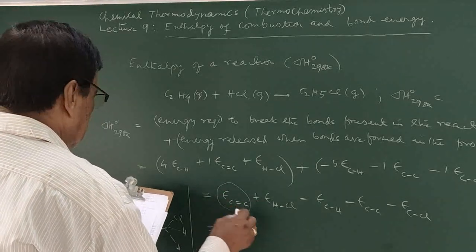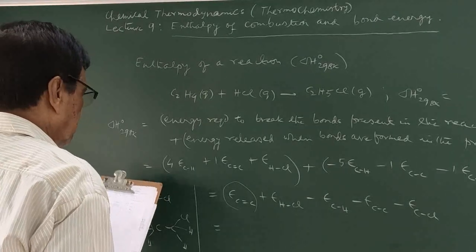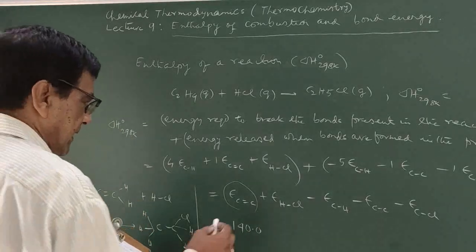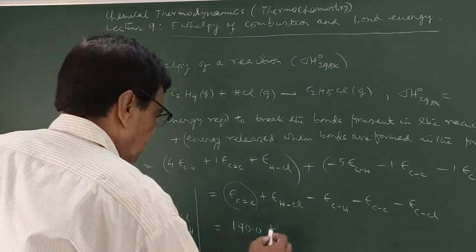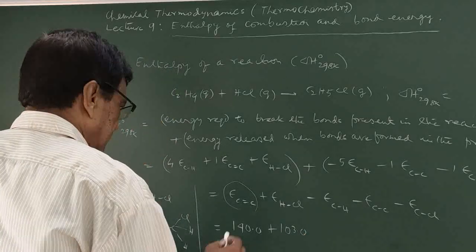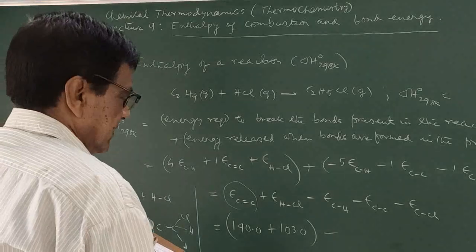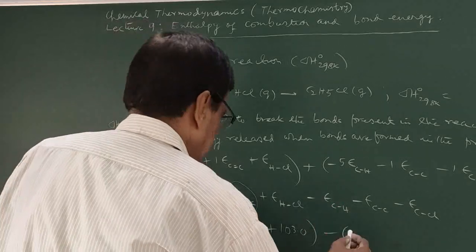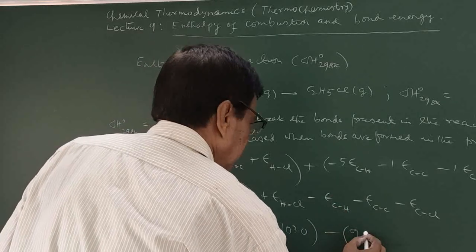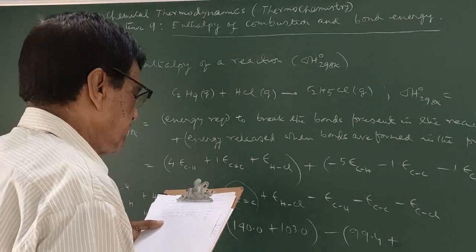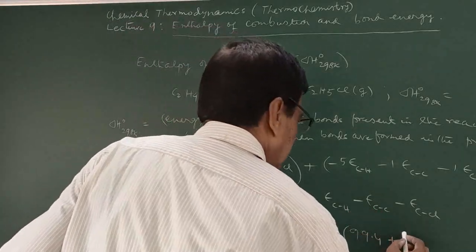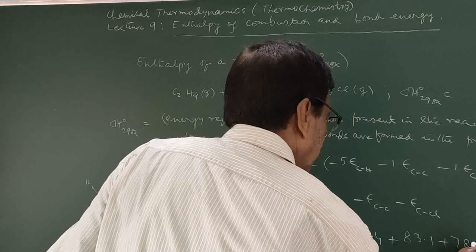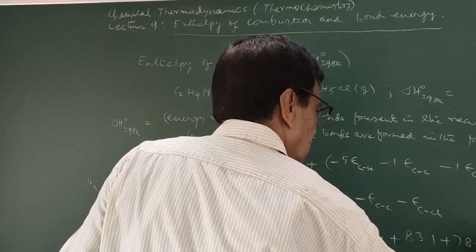This one, carbon-carbon double bond, 144.0 kilocalorie per mole, and plus this one 103.0 kilocalorie per mole, and minus, if we take this minus count, then this will be plus, and the C-H bond energy is 99.4 kilocalorie plus, and the carbon-carbon single bond 83.3, and the carbon-Cl bond 78.5. All are in kilocalorie.